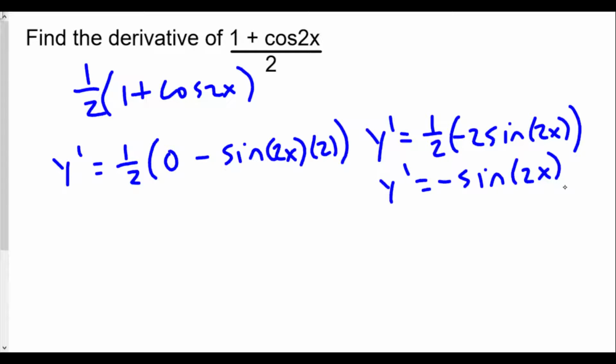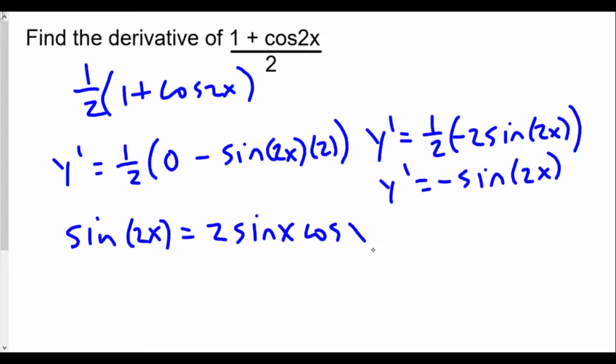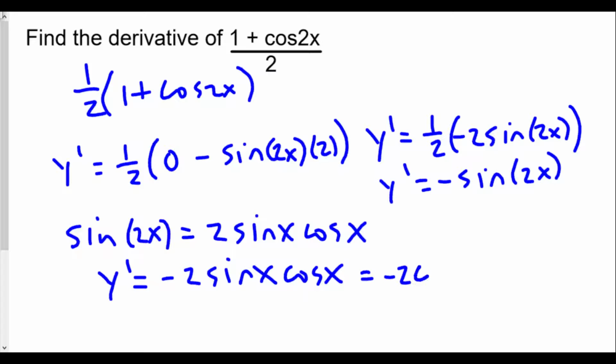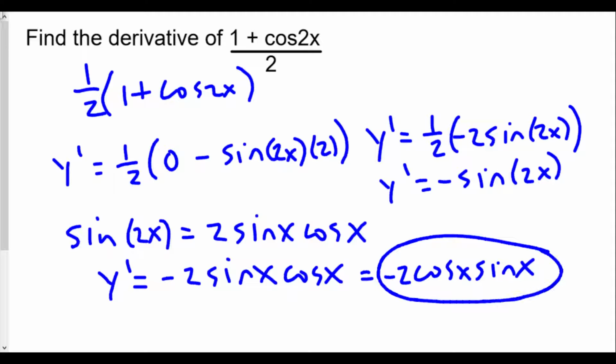But that wasn't one of the choices we had. We had to expand the sine 2x. One of the things we know is the double angle identity: sine of 2x is equal to 2 sine x cosine x. Therefore, our derivative, negative sine 2x, is negative 2 sine x times cosine x. It actually looked like negative 2 cosine x sine x, and this was the actual answer we had before.